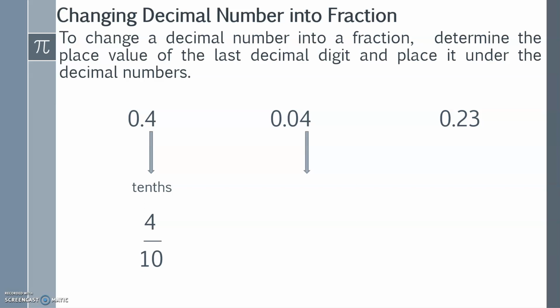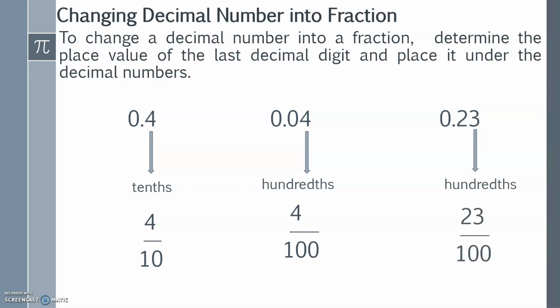Now for the second example, yung digit 4 natin ay nasa hundredths place value. So, we write it as 4 over 100. And then next example, meron ulit tayong digit na nakalagay sa hundredths place value. So, kapag sinulat natin siya into fraction, it becomes 23 over 100.